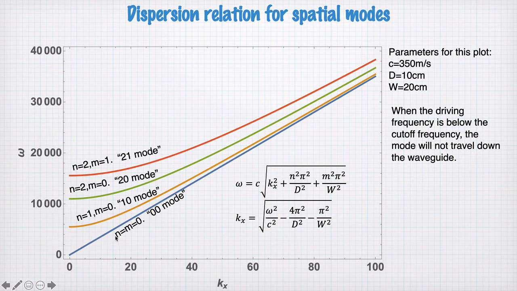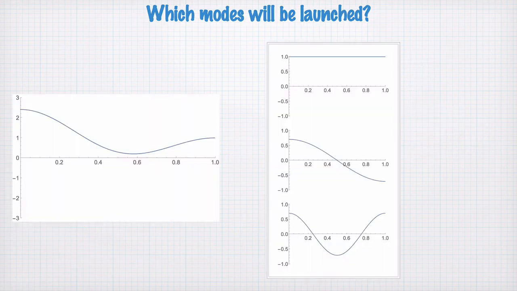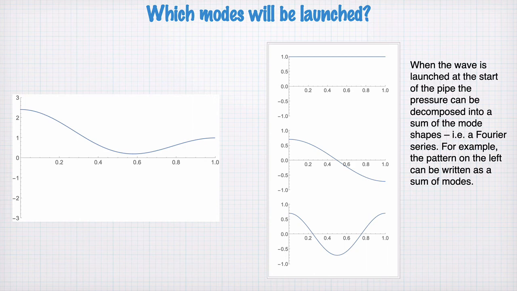So at this frequency here, the only mode is a 0, 0 mode. At this frequency here, we have 2 modes. At this frequency up here, we have 3 modes. And these are the cutoff frequencies when these modes first appear. Now there's a question as to which modes will actually be launched.